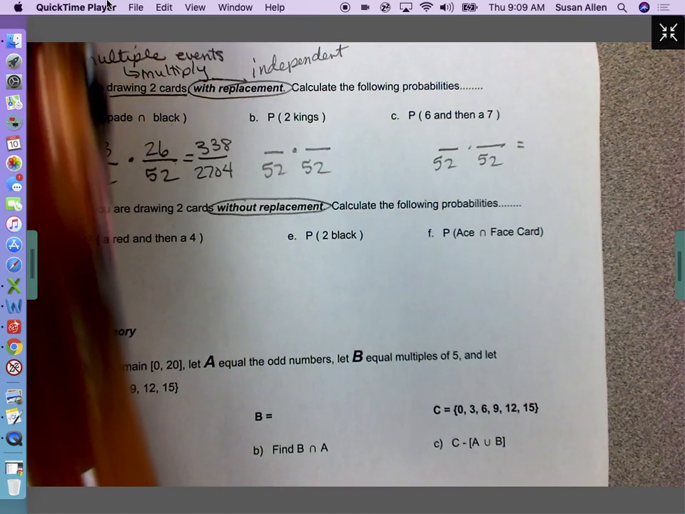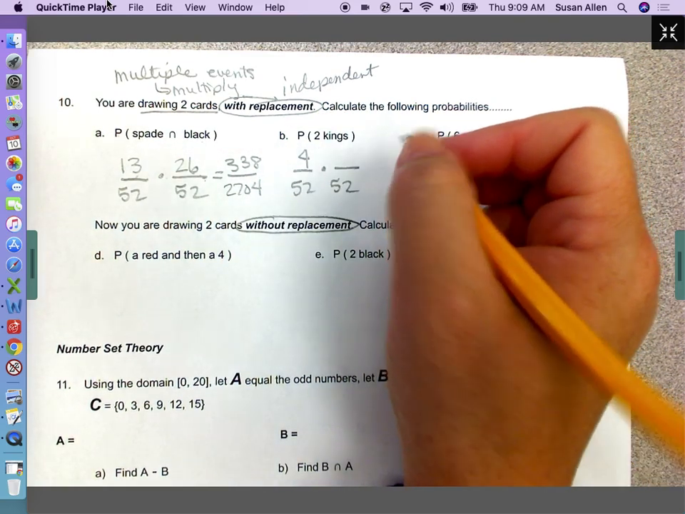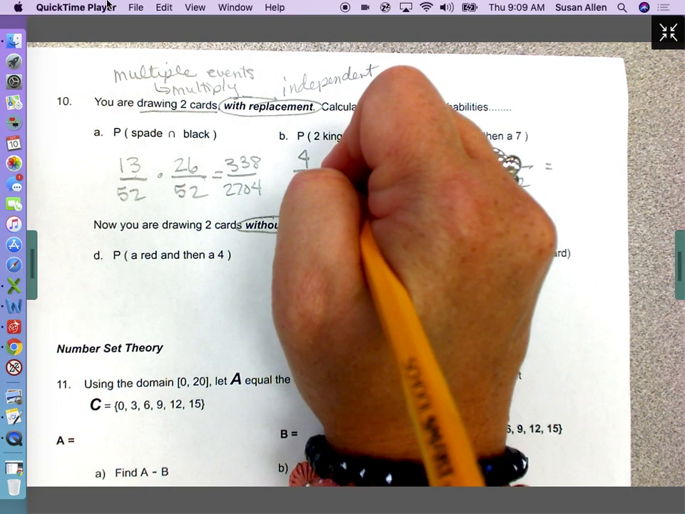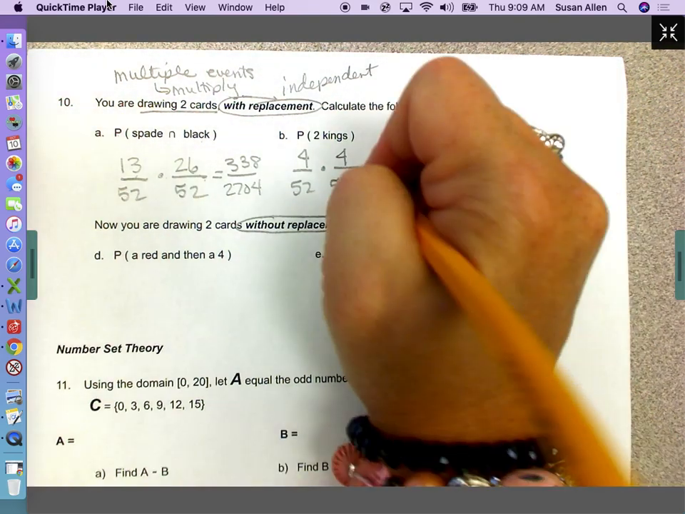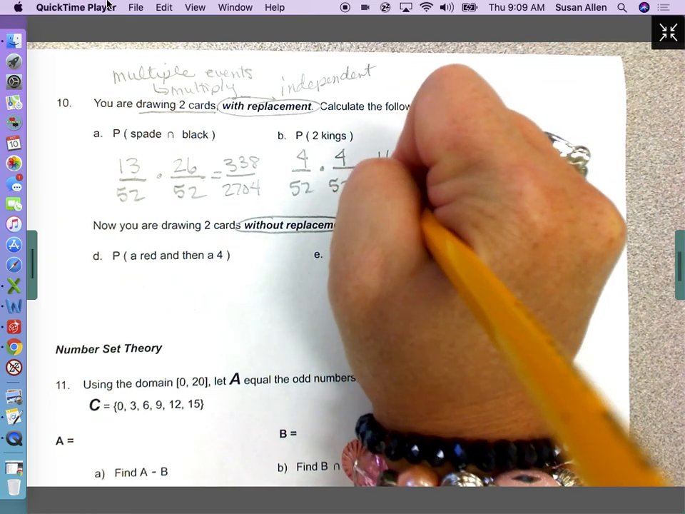Next, the probability of drawing 2 kings. Well, there are 4 kings in the deck. If we draw a king and then put it back, there are still 4 kings in the deck. So 4 times 4 is 16. 52 times 52 is 2704.